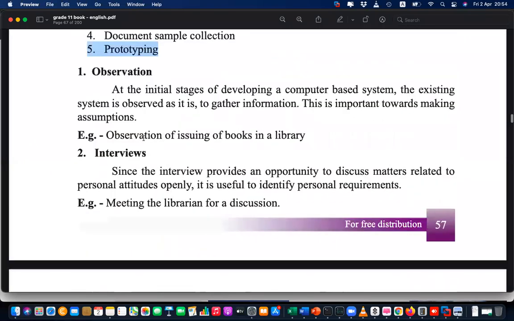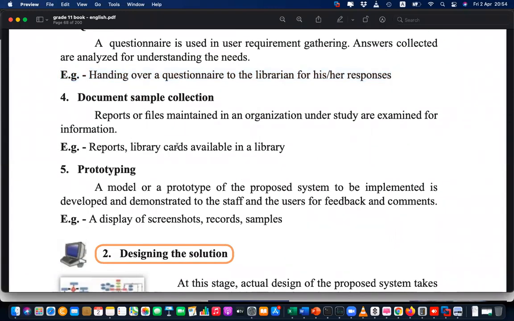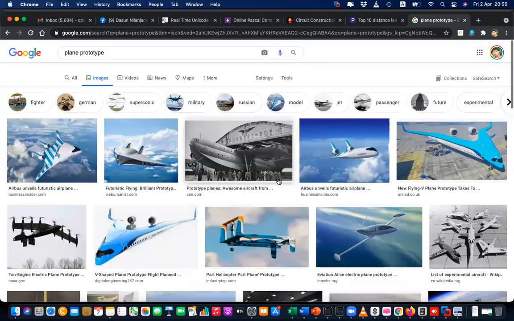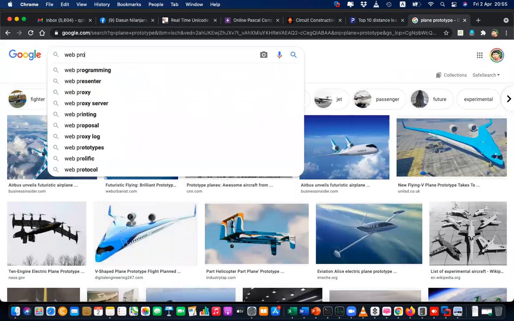Okay, then each of these is given: observation; process, meet the librarian and discuss; hand in a questionnaire and get her responses. Then reports and library cards, just read and see what is going on. Then prototyping: screenshots, records, samples can be given and ask whether you need this kind of thing. There are sketches to make a real one. So here, it depends. So this is like a sketch, but in some occurrences, for example, a web prototype.